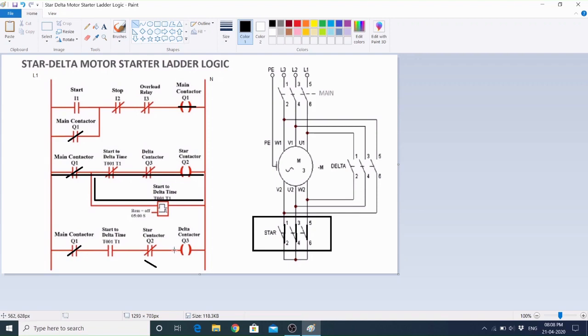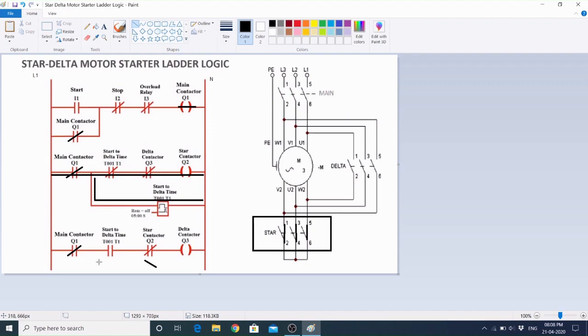So the coil of this delta contactor will not be able to energize, though the main contactor is closed, because this one is NO type at present. And this is the auxiliary contact of the star-delta timer. This one is not closed at present.